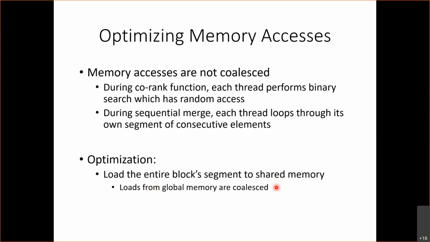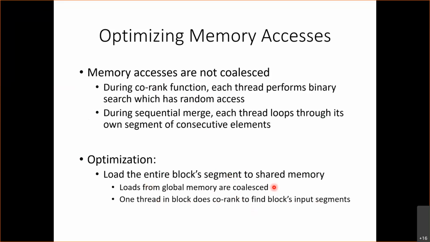Okay, and also, if we are only finding the segment for the entire block, that means only one of the threads in the block needs to do the co-rank function. I don't need to do co-rank for all the threads in the block in global memory. So I do one co-rank to find the whole block segment, and then I load it from global memory in a coalesced way.